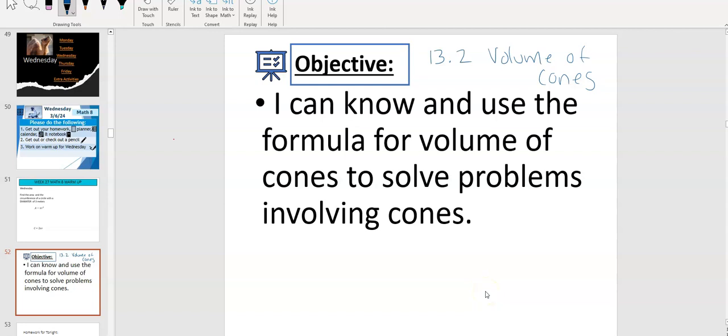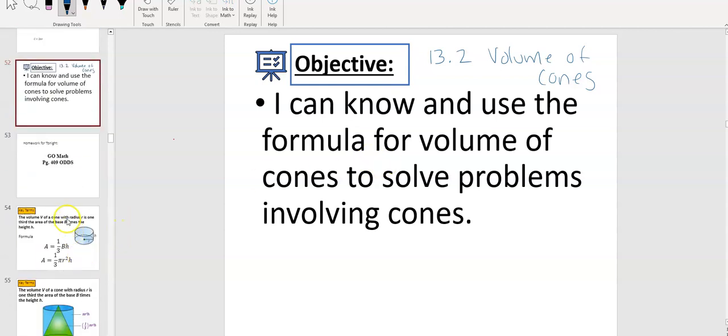Hey there, we are going to go ahead and jump on into the second lesson of Module 13, 13.2, volume of cones. So get out those notes because we're going to write down the formula to find the volume of a cone, and we're going to solve some problems involving cones.